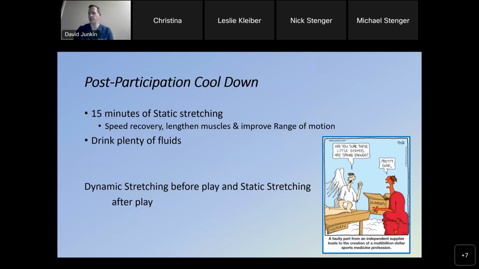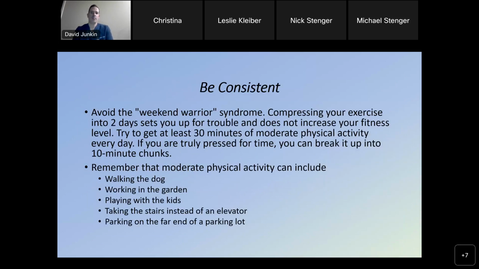Static stretching can also be done periodically throughout the day if you're not going to be participating in any higher level activities. It's just a good way to keep the body limber. More importantly, be constant with your activity level. We see a lot of injuries in these weekend warriors that during the week are taking it easy, and then they try to cram everything into a short period of time. That's when most of these injuries seem to occur.